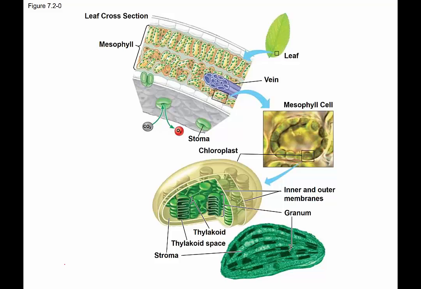Let's do some plant anatomy really quick. Here we're looking at a cross-section of a leaf. A leaf has an apical and a basal side. Apical is a technical term for the top side of the leaf, and basal means the bottom of the leaf.